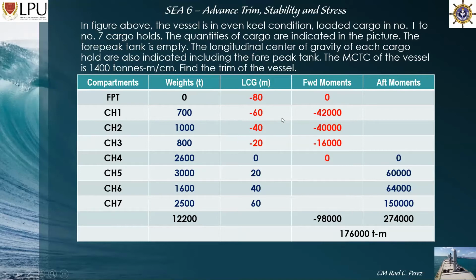So that's the formula. And then you can multiply, and then do the same in all cargo holds. For peak tank, it is empty. So this is what we get. Total weights. And then this is your total forward moments and this is your total aft moments.